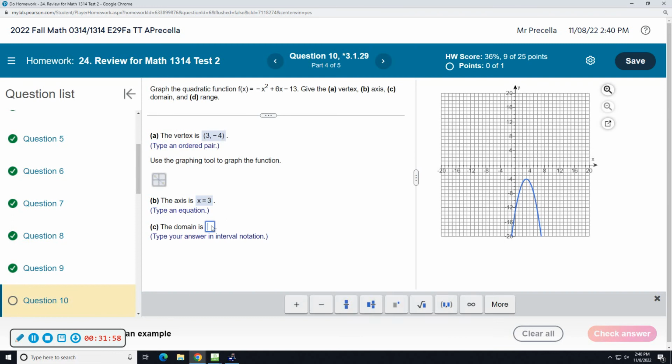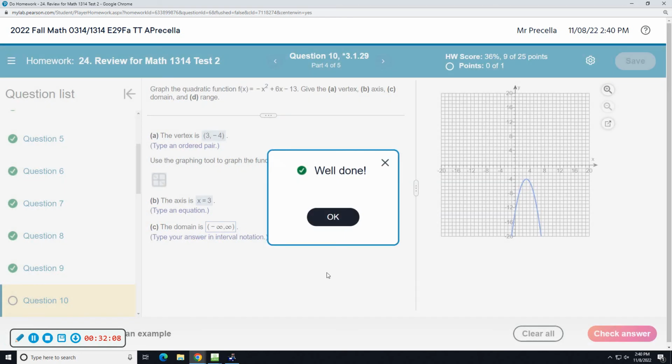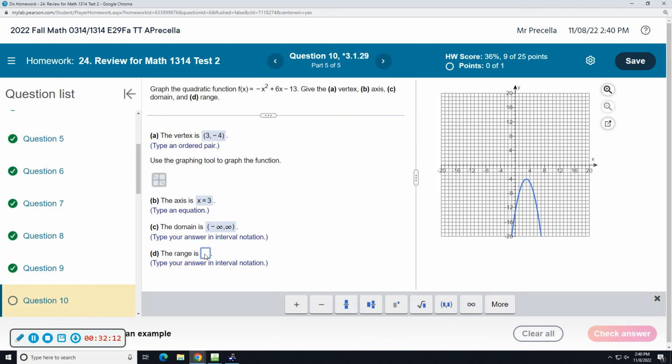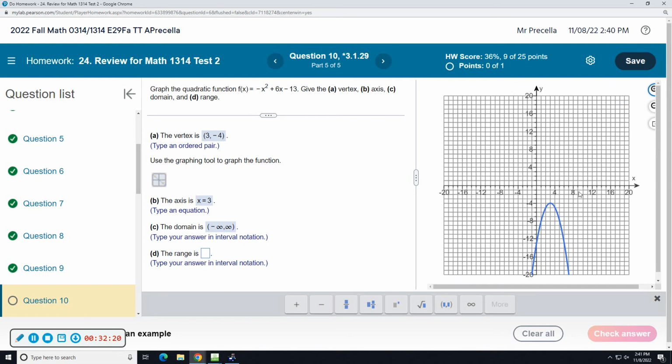The domain is parentheses, -infinity, comma, infinity. And the range, we have to look at the actual graph. When we look at this graph, let's see if I can blow it up some. There it is. The range is the set of all y values on this blue graph.